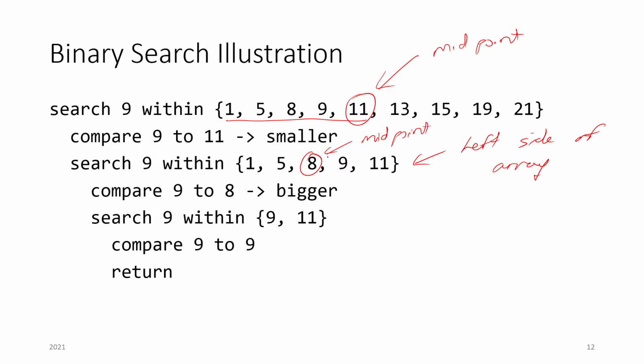So comparing the midpoint here to our search value, or x value, we see that it's bigger. So then we only focus on this side of the array instead.